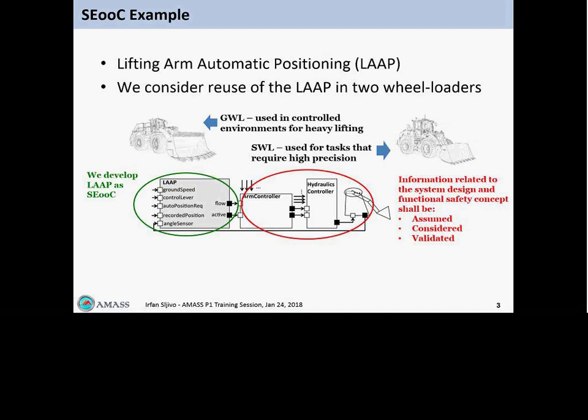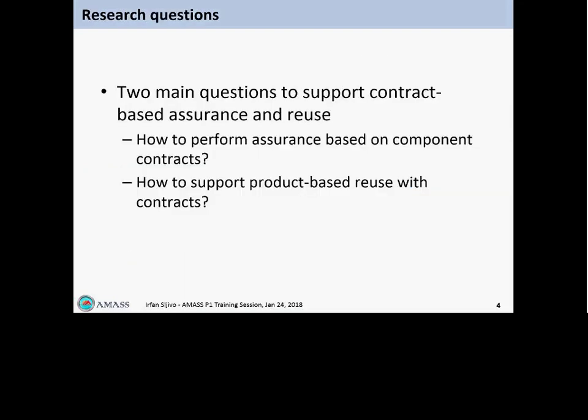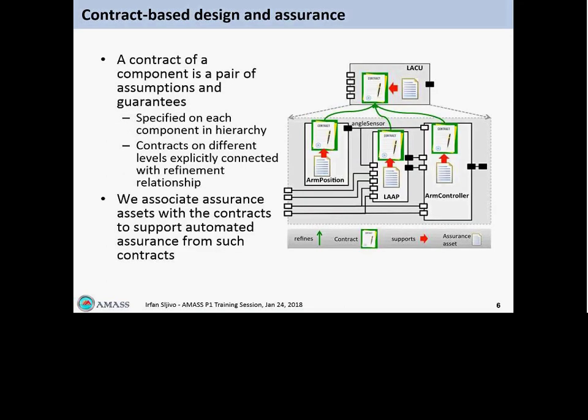So the rest of the information, of course, needs to be assumed and so on, and we see contracts as ways to capture this information. I'll go through these 2 points. So if we want to use contracts to help us with reuse and with assurance, we need to answer 2 main questions: how to perform assurance based on these component contracts, and how to support product-based reuse with those.